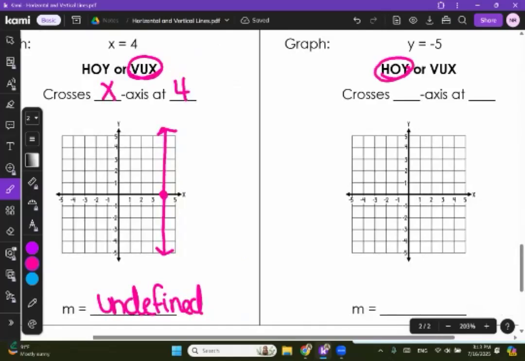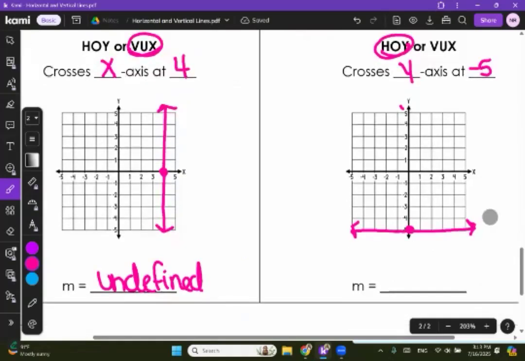Last one. Y equals -5. That's HOY. It crosses the y-axis at -5. So I go to my y-axis, find the -5, plot my point, and I draw a horizontal line going through it. Now, middle letter is an O, which looks like a 0.